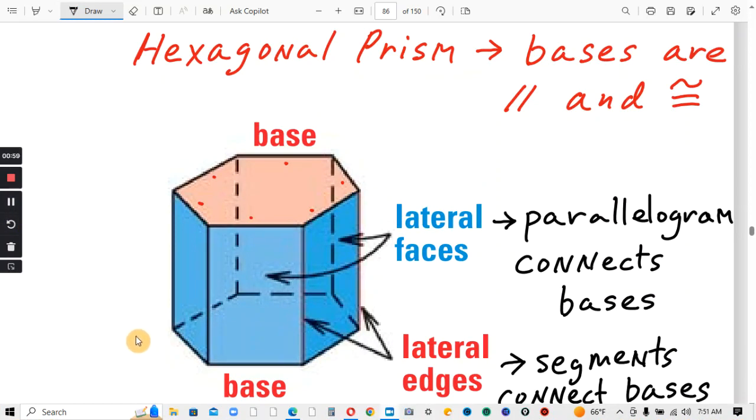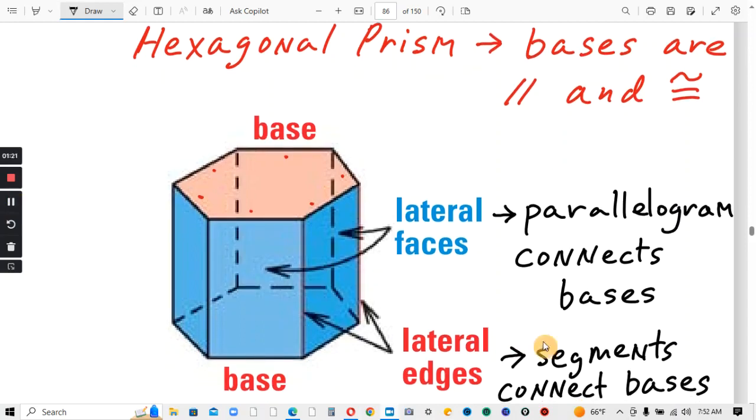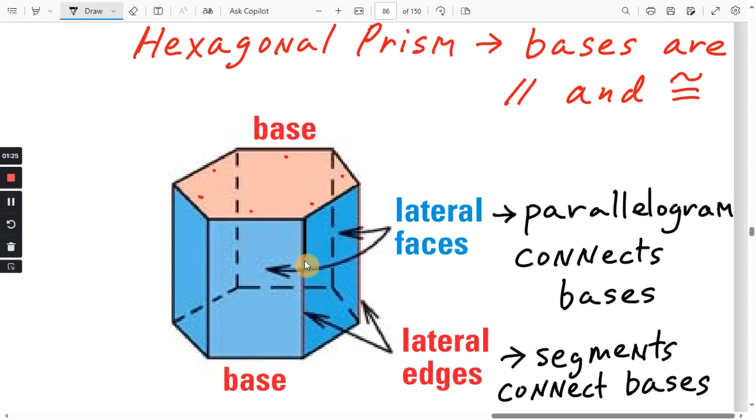All right, so a few definitions. The lateral faces are parallelograms and they connect the bases. You can see right here in blue, these are the lateral faces. It's basically all of the faces, not including the bases. And the lateral edges are just the segments that connect the bases. So these right here are the lateral edges.